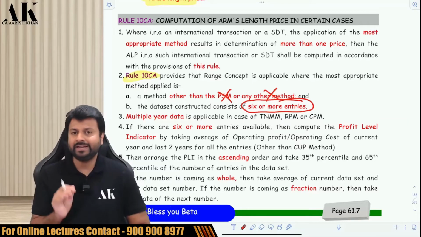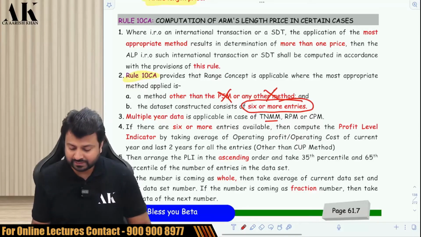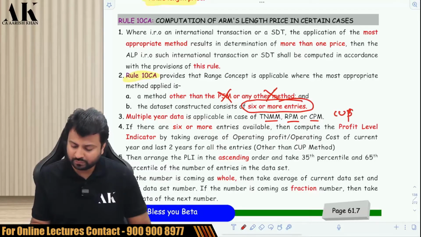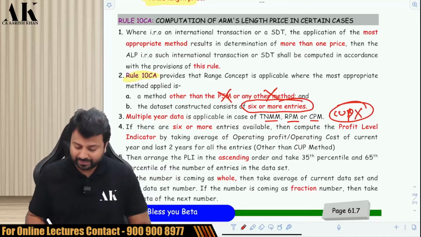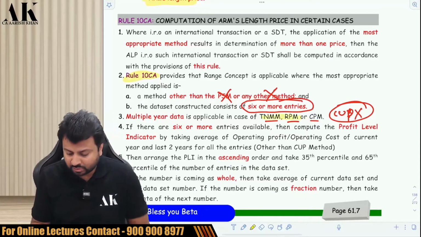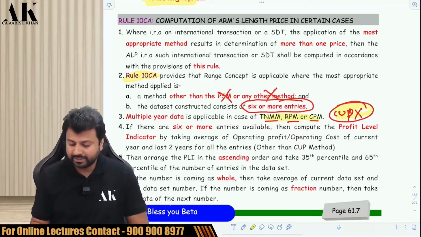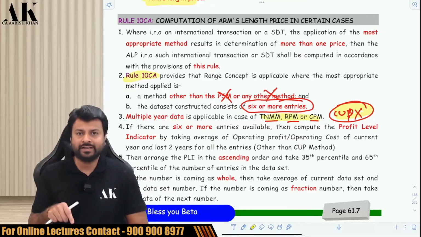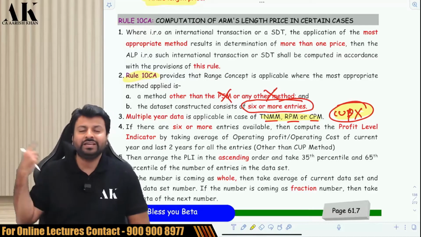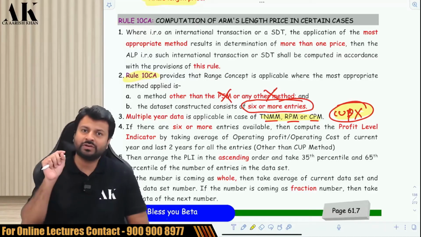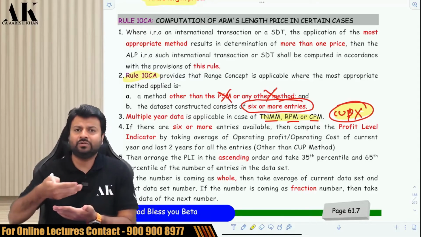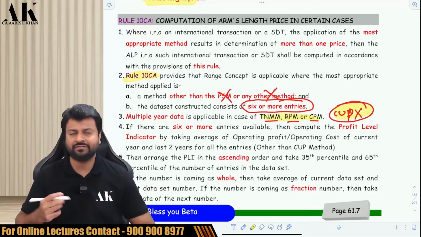Now, multiple year data will be used only in case of these three methods. It means in case of the CUP method, you are not going to use multiple year data. Multiple year data includes the data of the current year and the last 2 years. So the data of the current year and the last 2 years have to be used in case of these three methods. But in case of the CUP method, you are only supposed to use the current year data. You will understand all these things if you have seen the example with me in class, which I have shown you in the regular batch and in the fast track batch also. I have shown you a big example on this, so keep that example in front of you, and then you can understand what I am trying to say. Otherwise it is very difficult to explain all these things.